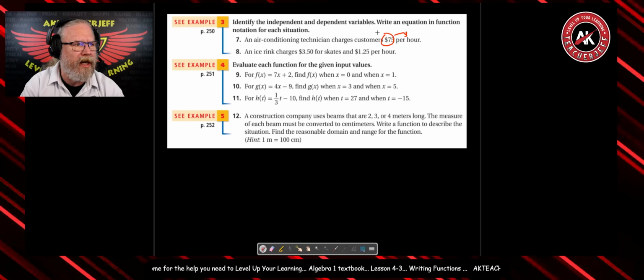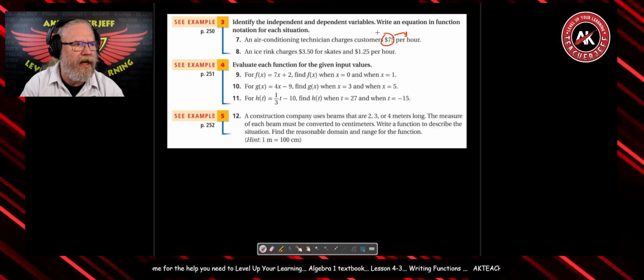So the amount of money is the y value. The hours is the x values. So y is equal to the number of hours times $75, right? So the total cost would be equal to 75 times x, which is the number of hours worked. So we could say f of x is equal to 75x.